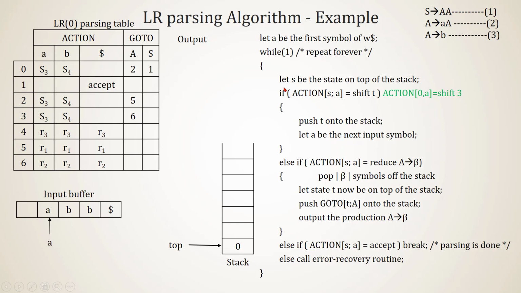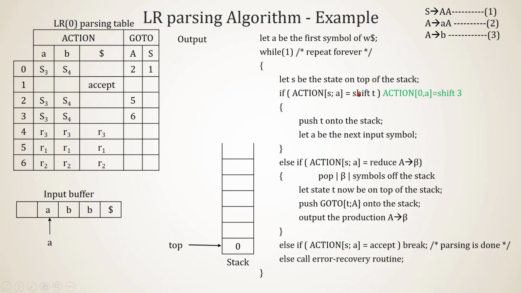Here, if you look at the algorithm, I have a laddered if-else. First this condition will be checked. If it is false, this will be checked. If that is false, we will check the next condition. Otherwise, some error recovery routine will be called. And one more thing, here I have a pointer A which points to the first character in the input buffer.